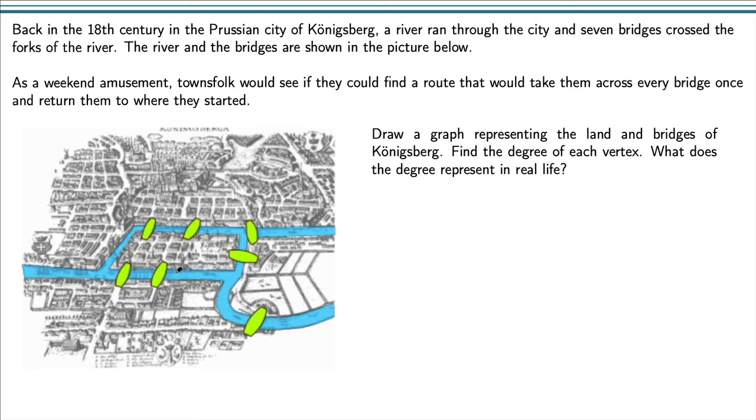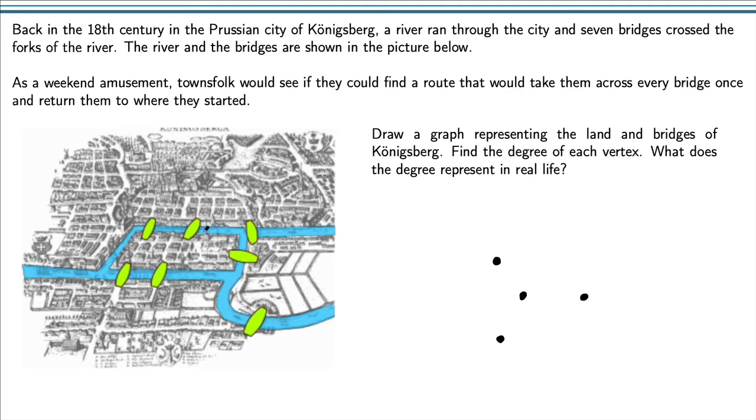We're going to draw a picture here just to represent what's happening. Drawing a graph to represent the land and the bridges of Königsberg, we're going to use the land masses as our vertices. So we've got this landmass up here. I'll just depict that with that vertex. And there's this island down below it. And this other island over to the right, and then this landmass down here at the bottom. So those are my 4 land masses here.